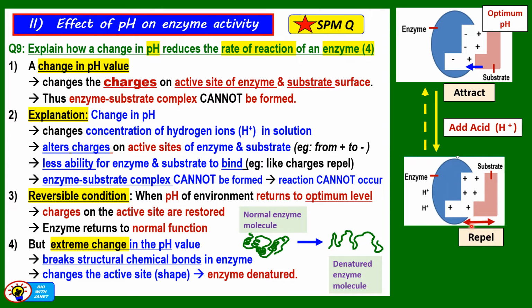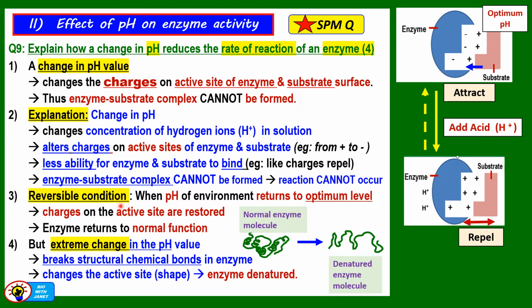So like charges will repel, and so these two components, the enzyme and the substrate molecule, cannot fit at the active site. They will repel each other instead. So the enzyme substrate complex cannot be formed and the reaction cannot occur.